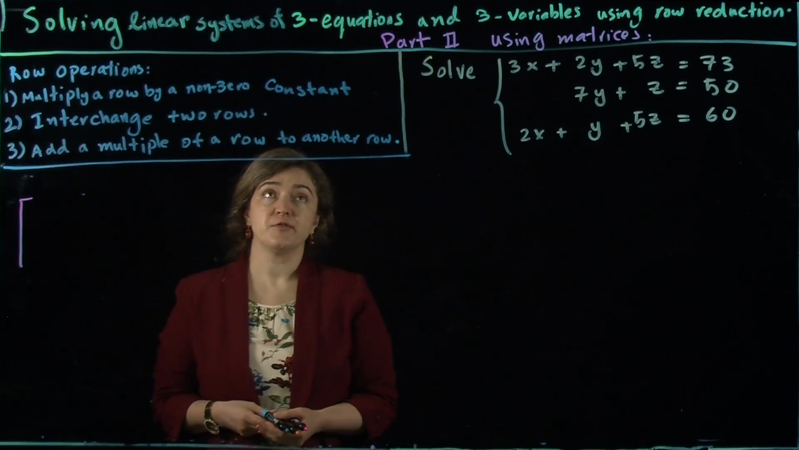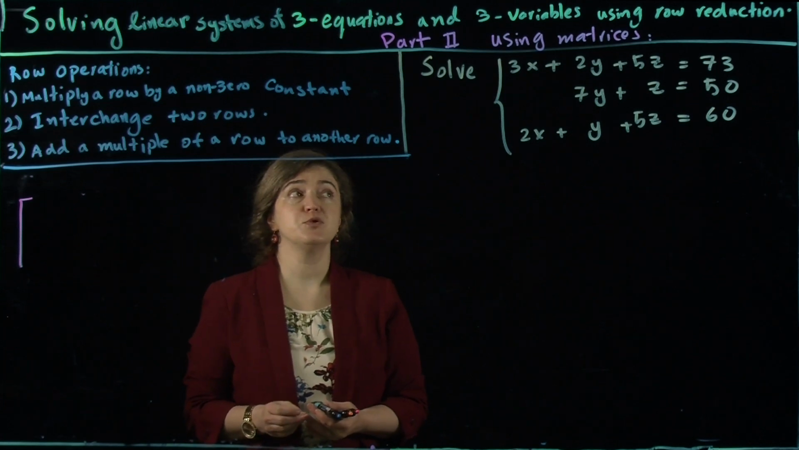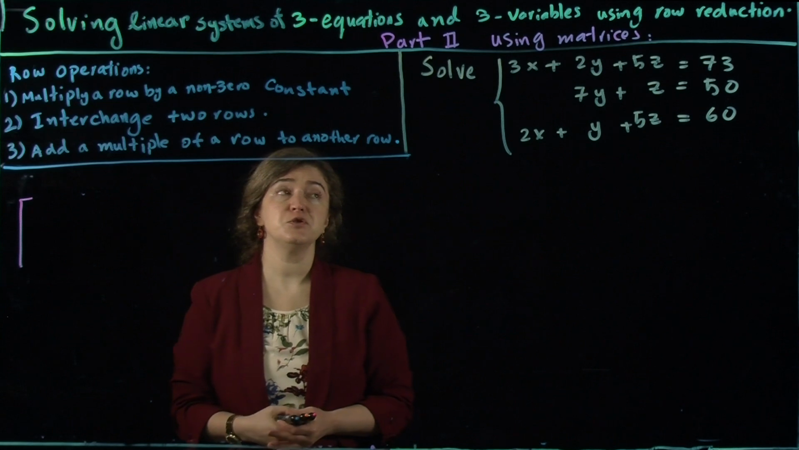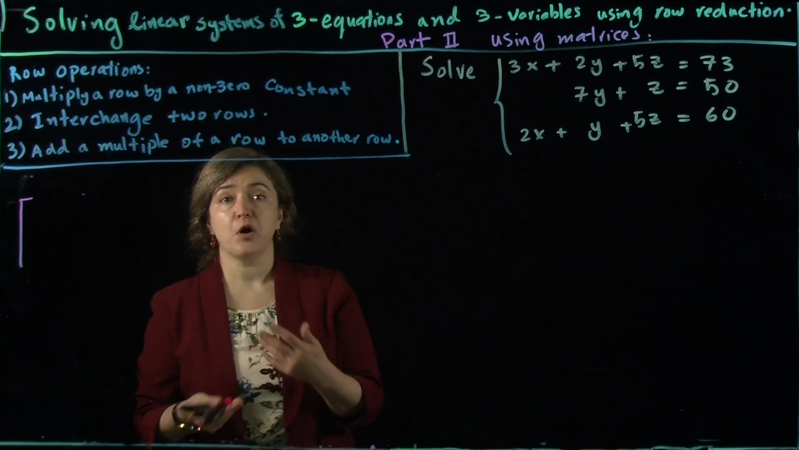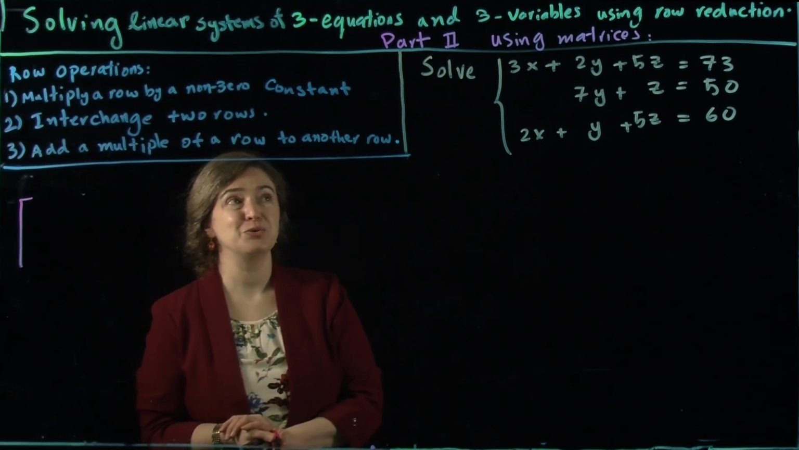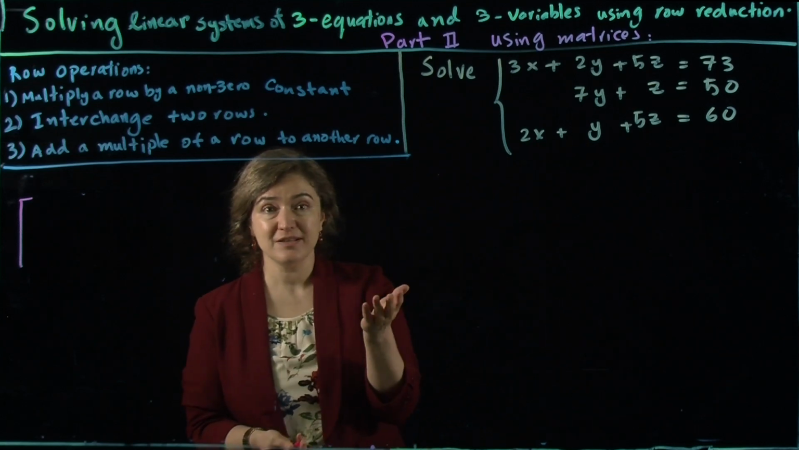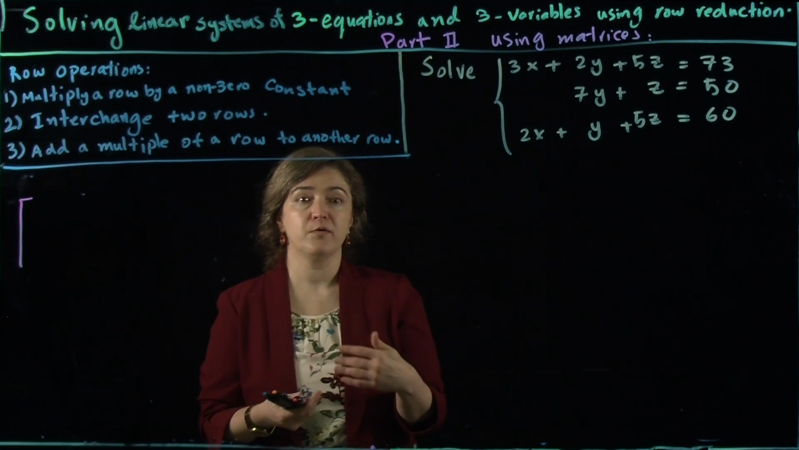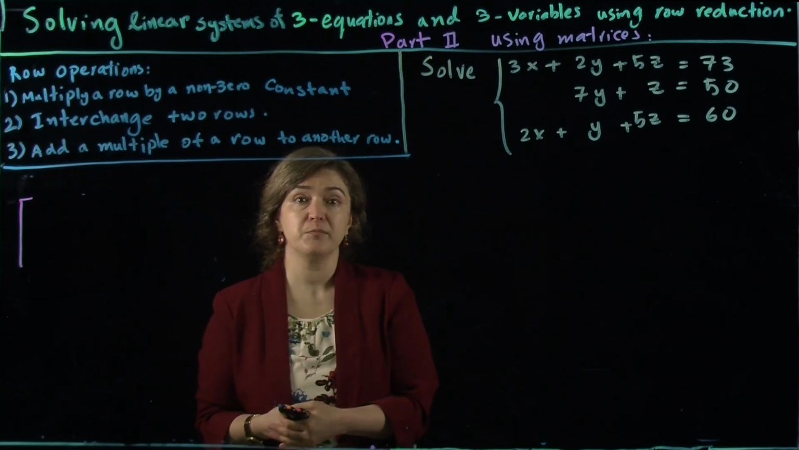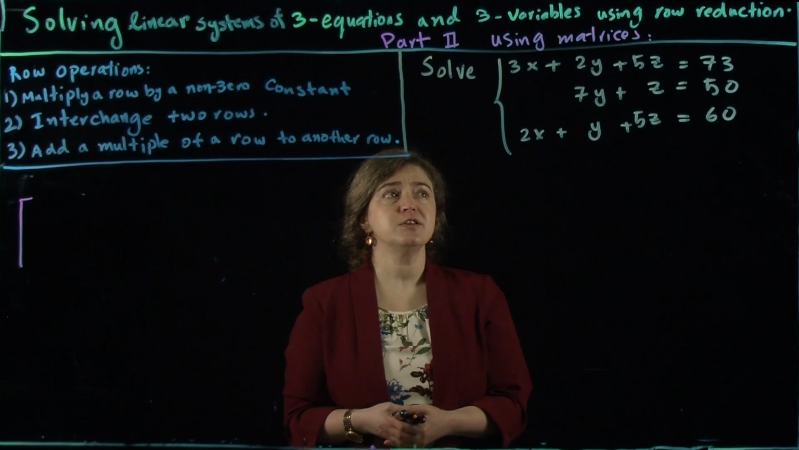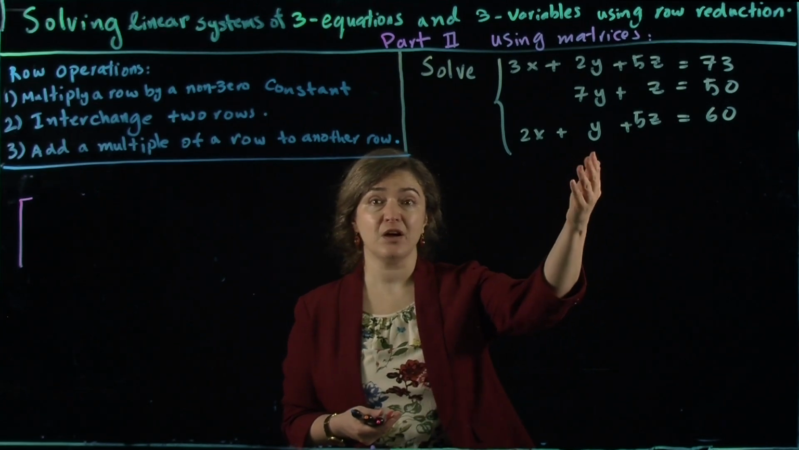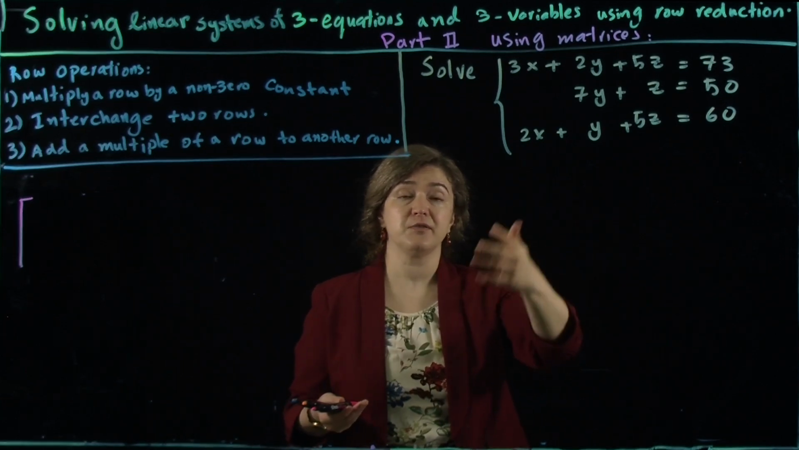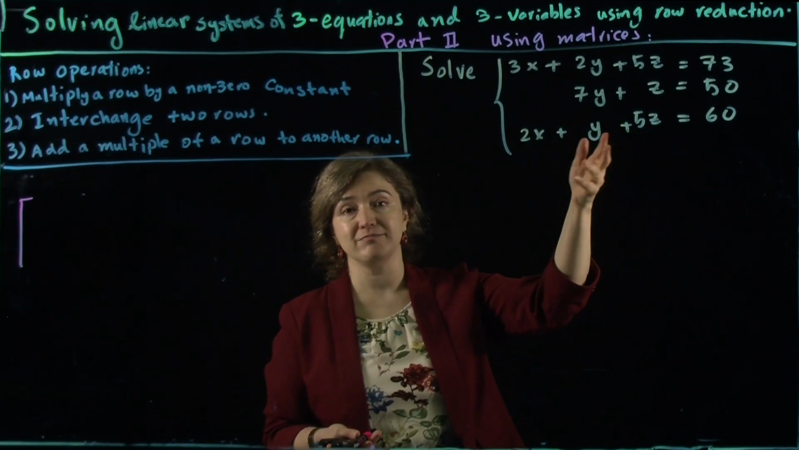Solving linear systems of 3 equations and 3 variables using row reduction. This is part two of the series using matrices. The requirement to understand this part is to watch part 1 of this video and go over the videos on matrices. So the first thing we discussed is that matrices are rectangular arrays of numbers.